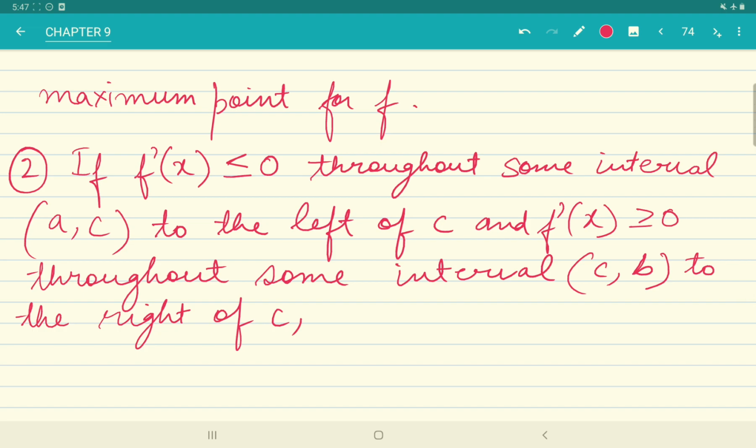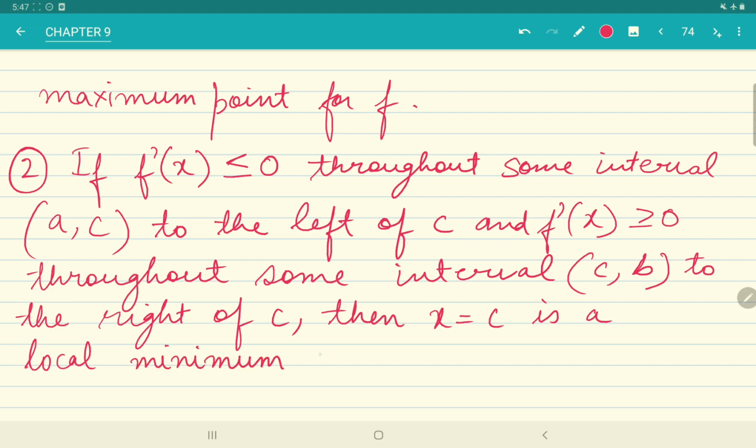And I know that point c is a stationary point. So the tangent to the graph of the function at that point is parallel to the x-axis. The function is decreasing to the left, it is increasing to the right. That just means that the point x is equal to c is a local minimum point for f. Then x is equal to c is a local minimum point for f.